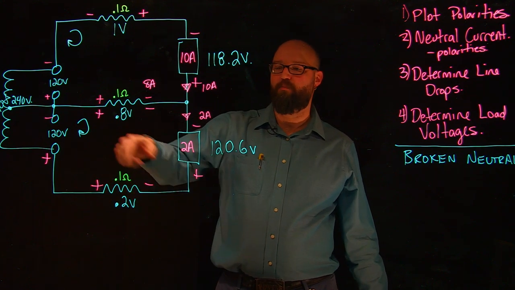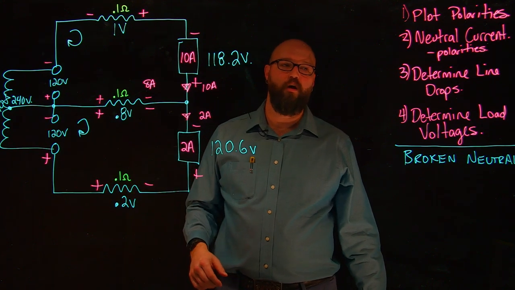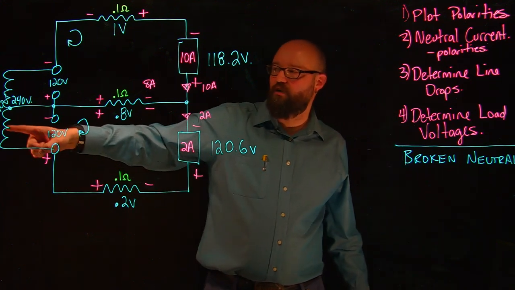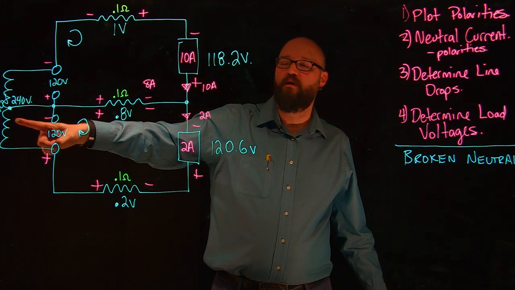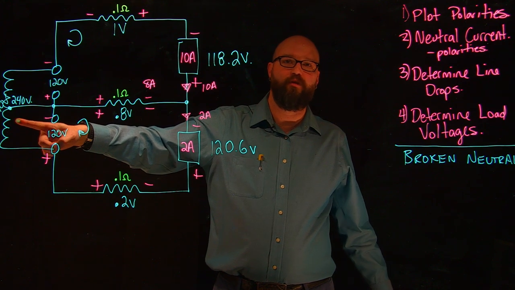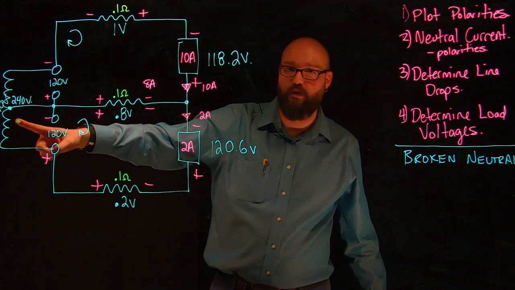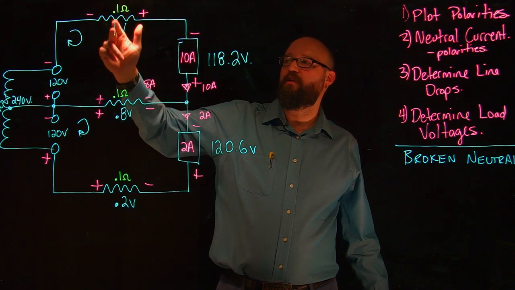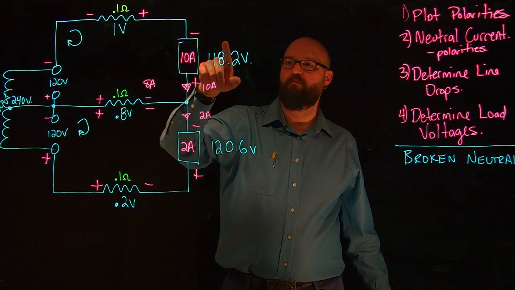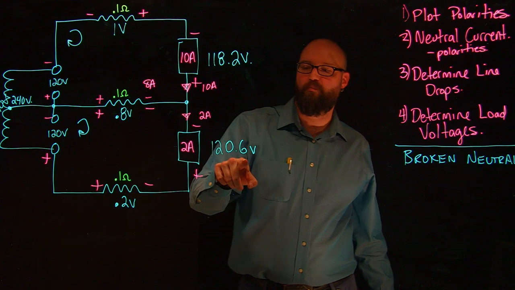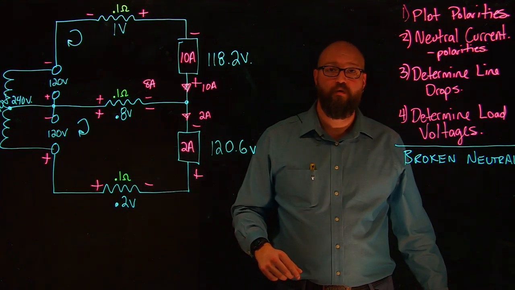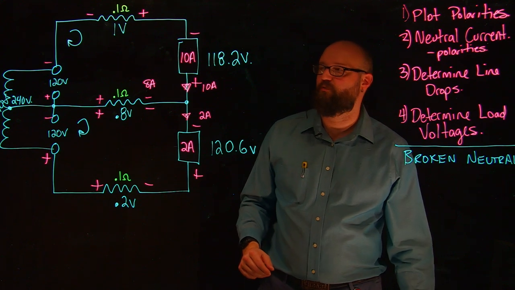Okay, and we can actually prove Kirchhoff's voltage law before we break the neutral and make sure that we're on the right path here. If I start off with my positive 240, and I go around a closed loop, I know the algebraic sum around any closed loop must equal zero, according to Kirchhoff. So, positive 240, minus 1, minus 118.2, minus 120.6, minus 0.2 should bring me back to zero. Okay, so Kirchhoff's voltage law is proved right there.